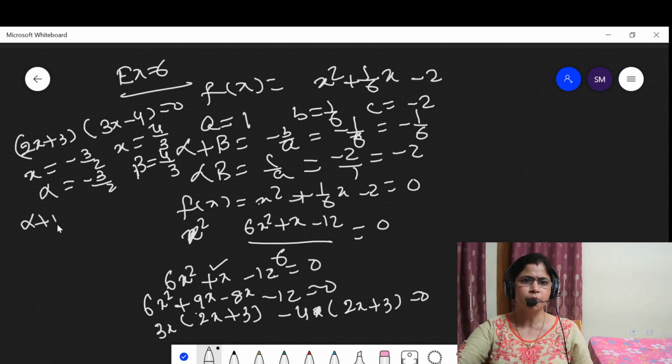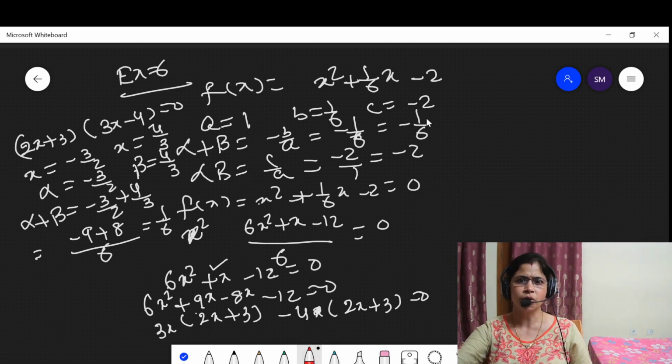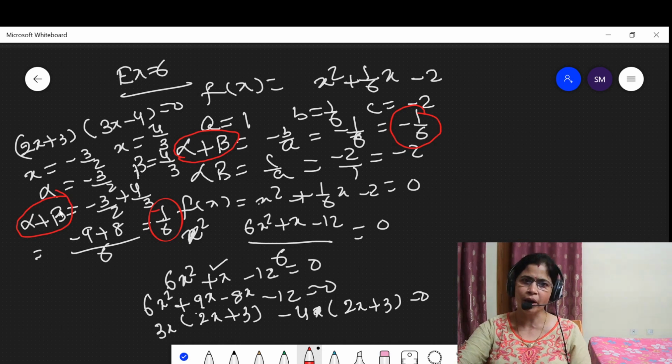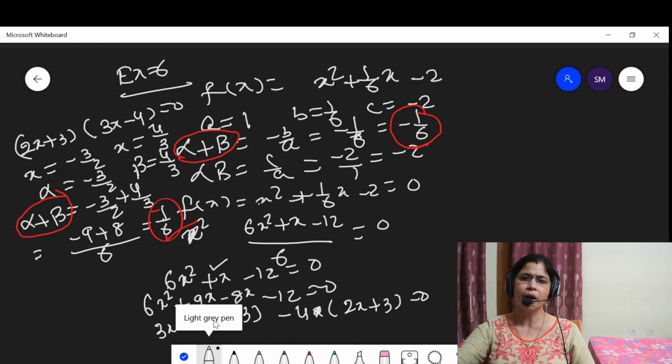Now alpha plus beta is equal to minus 3 by 2 plus 4 by 3. Here 6 is the LCM. This is minus 9 plus 8, which is equal to minus 1 upon 6. Look here. Here also we get alpha plus beta is minus 1 upon 6. By solving this also we get minus 1 upon 6. When we find the value of alpha and beta and put them in, we get this. Hence we verified the first relationship, alpha plus beta.